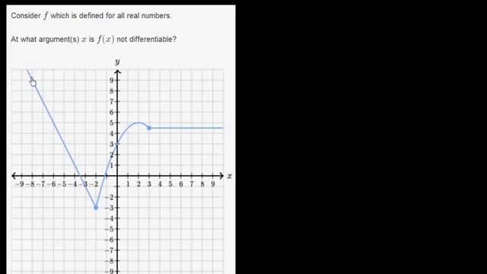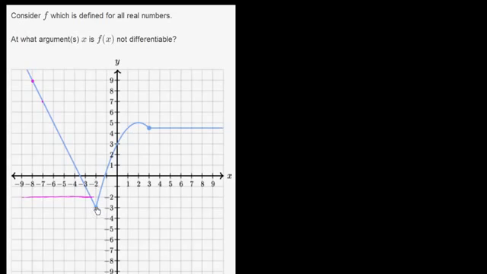If we look at f of x right over here, it looks like its slope is pretty much consistently -2 over this interval between x equals, I guess it's like -8.5, all the way up to x equals -2. It looks like the slope is a constant -2. So if I were to draw its derivative, it would look something like this. But then something interesting happens at x equals -2.